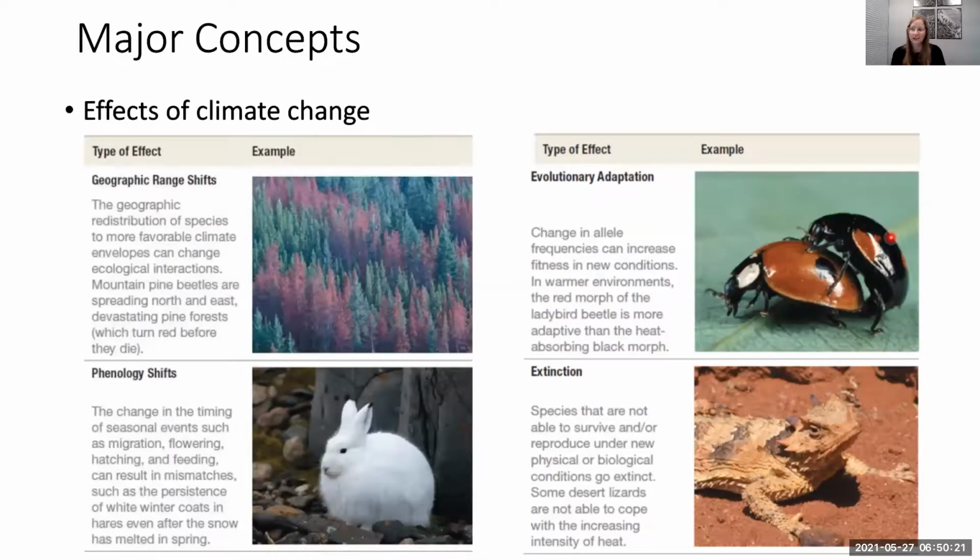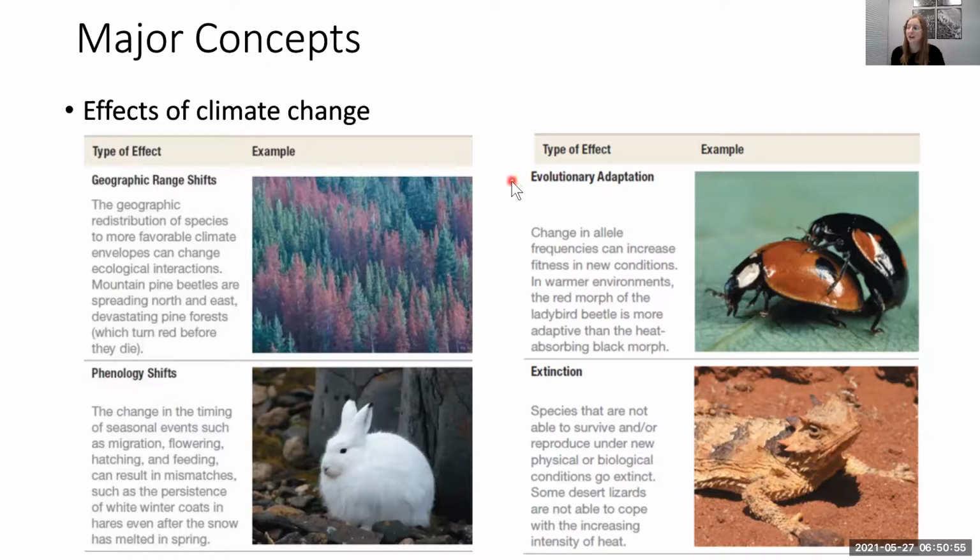The effects of climate change are varied. There's a lot of them. One is that you're going to have geographic range shifts, which means that some organisms are going to move more north, some are going to move more south. Some plants that are here right now in the Portland area are starting to die off because our weather systems are changing so much. You're going to have phenology shifts. So seasonal events are going to change: flowerings, hatchings, when you lose your winter coat or when you try and camouflage with the snow.